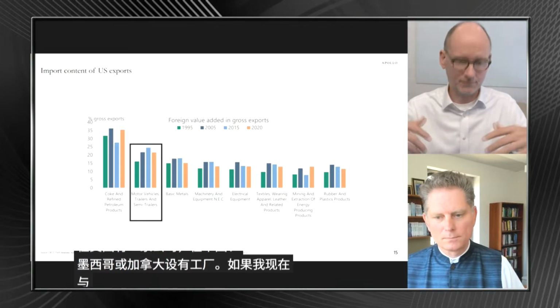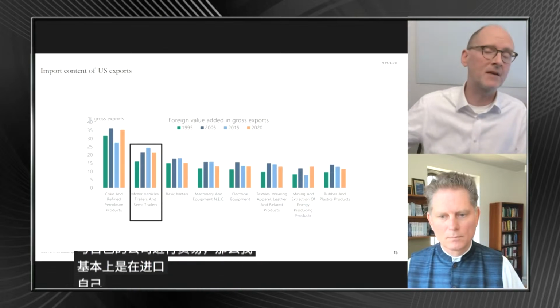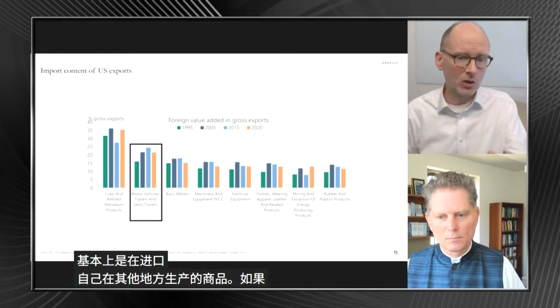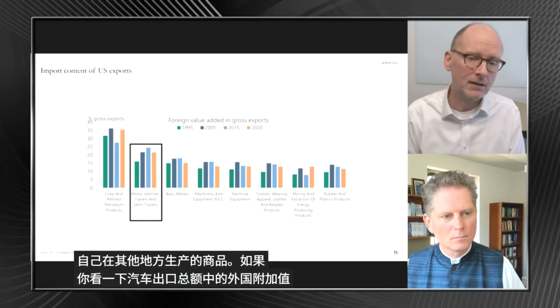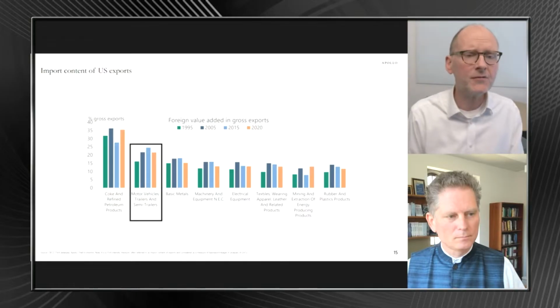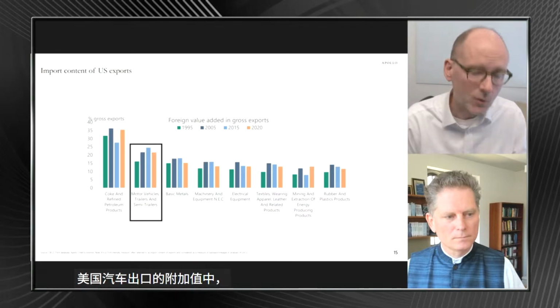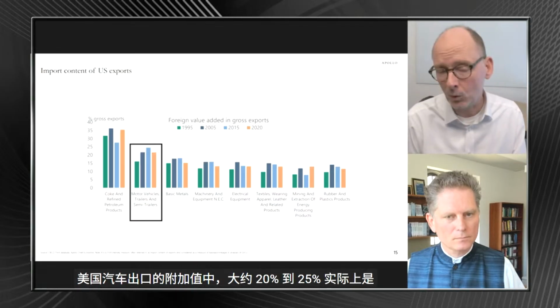And if I now trade with my own company, that is me basically importing goods that I have produced myself somewhere else. And if you look at the foreign value added in gross exports, you can again see that for autos, a lot of the value added in exports of US autos, around 20-25%, is actually imports.